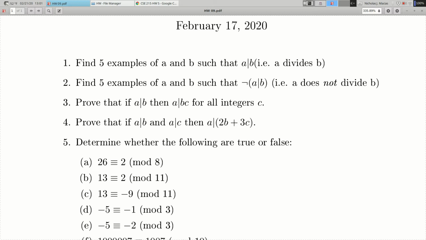Cool. Next one. You guys remember that if A divides B and A divides C, then A divides 2B plus 2C. Yes! When the code worked. Yeah, it worked for one time. That's the one time he's like, yes!